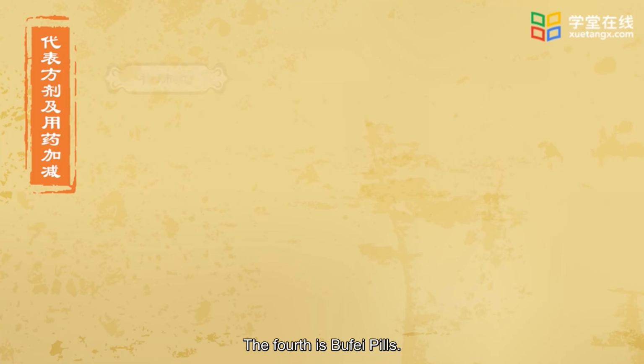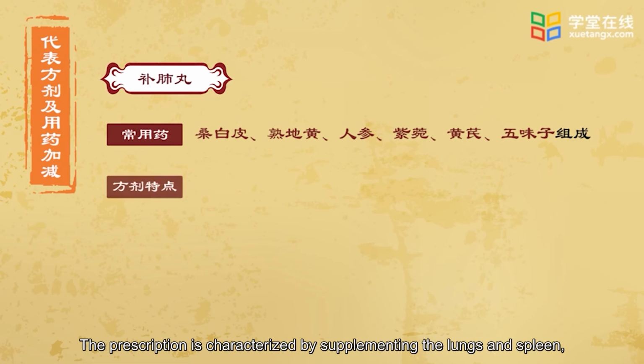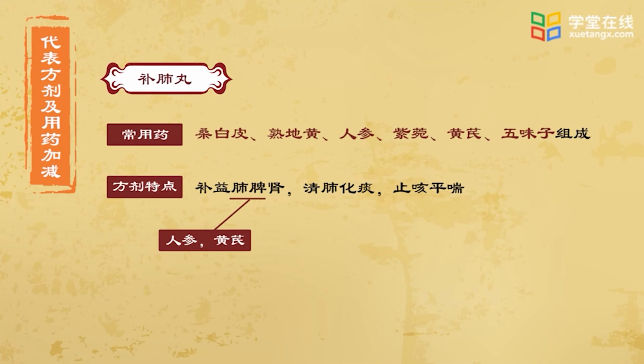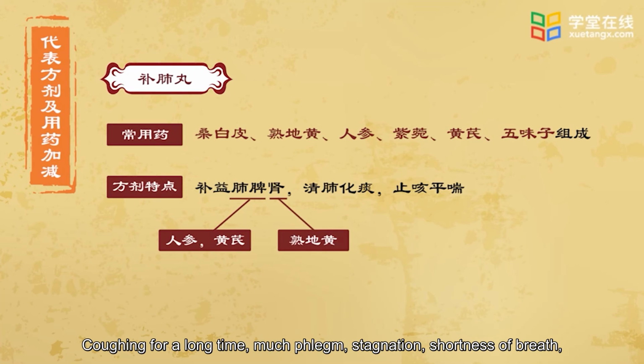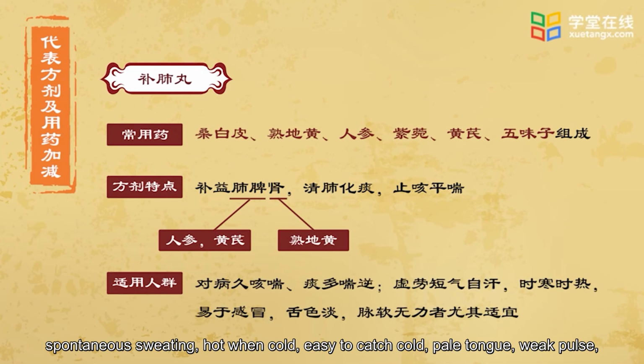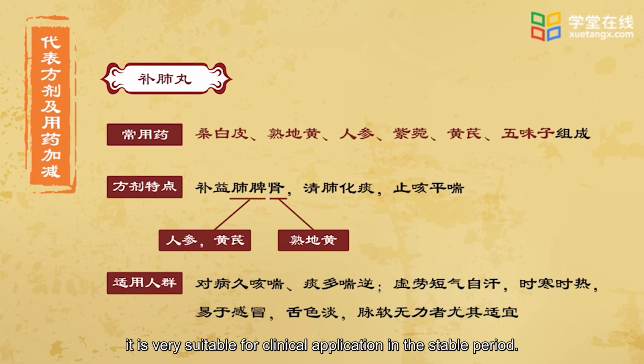The fourth is Bufei pills. It is composed of Sang Bai Pi, Shu Di Huang, Ren Shen, Zi Wan, Huang Qi, and Wu Wei Zi, and it is used as pills. The prescription is characterized by supplementing the lungs and spleen, clearing the lungs and eliminating phlegm, and relieving cough and asthma. Coughing for a long time, much phlegm, stagnation, shortness of breath, spontaneous sweating, hot when cold, easy to catch cold, pale tongue, weak pulse, especially suitable. Personally, I think that as a basic prescription, it is very suitable for clinical application in the stable period.